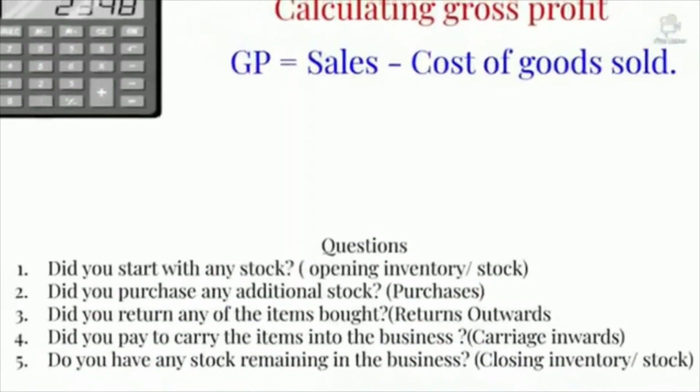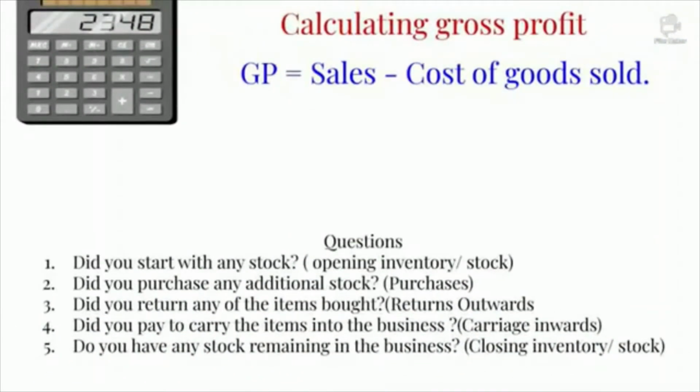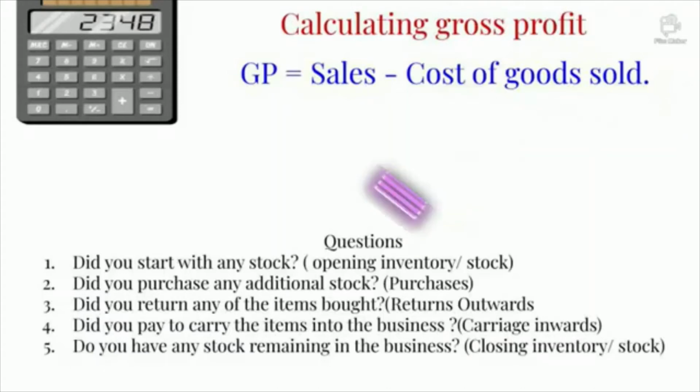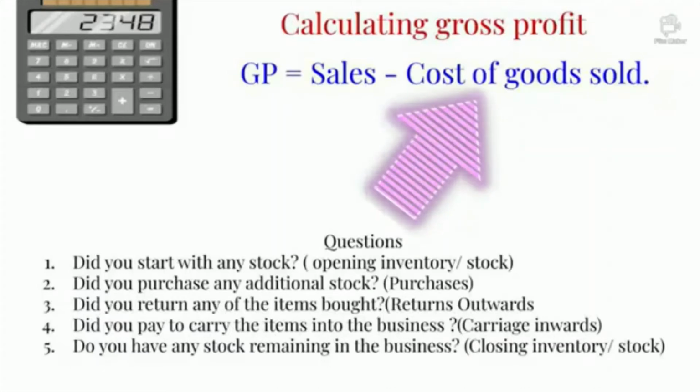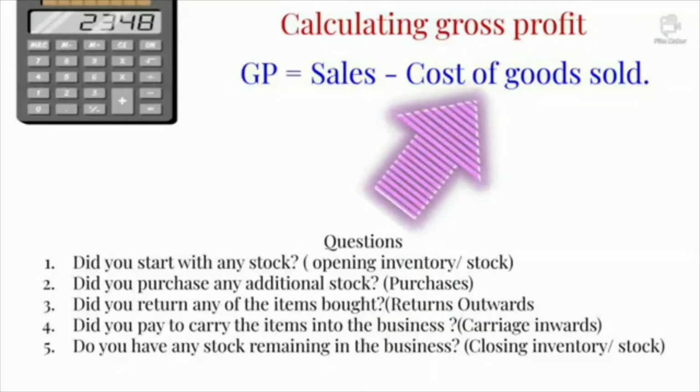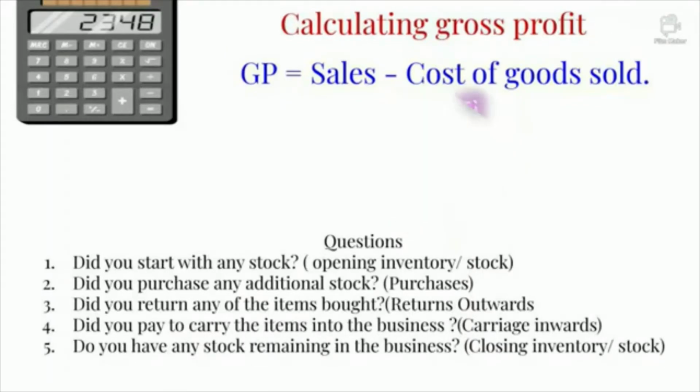So to calculate gross profit, we will use a simple formula. GP is equal to sales minus cost of goods sold. Oftentimes we do not know the cost of goods sold, so I'm going to share with you 5 simple questions that you will ask yourself and use to find the cost of goods sold. First question: did you start with any stock? This is referring to opening stock. Another term that we use for opening stock is inventory, which is the most recent term that has been used.